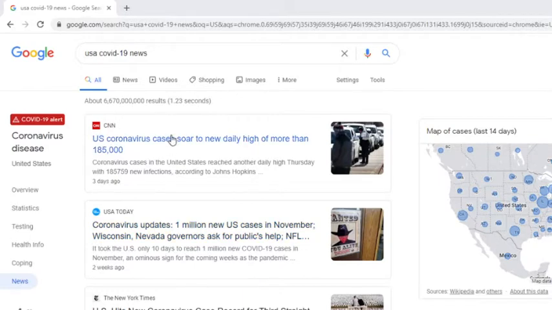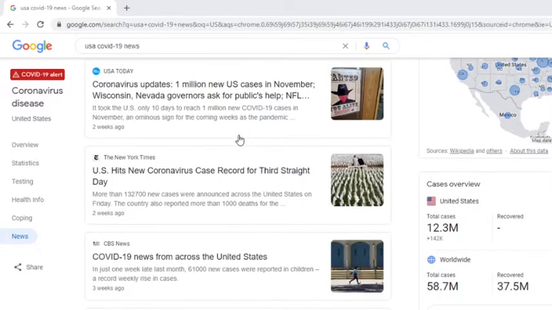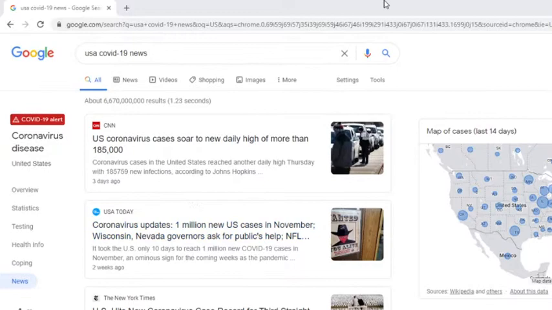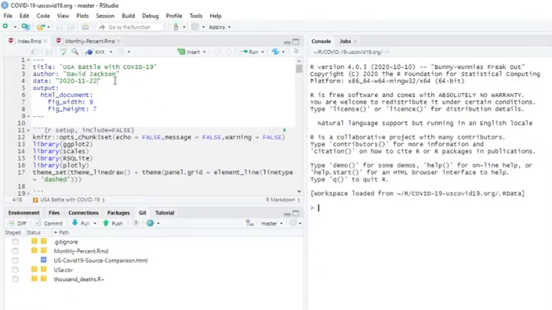Okay. Coronavirus updates, 1 million new U.S. cases in November. Wisconsin, Nevada governors asked for public's help. U.S. hits a new coronavirus case record for the third straight day. This is 2 weeks ago. Well, okay, so most of this is just old news at this point. So let's just go ahead.